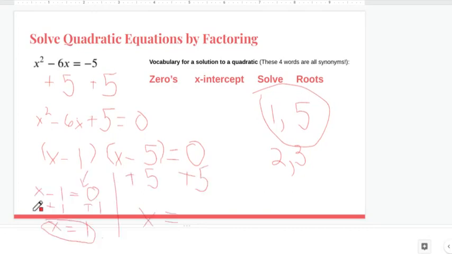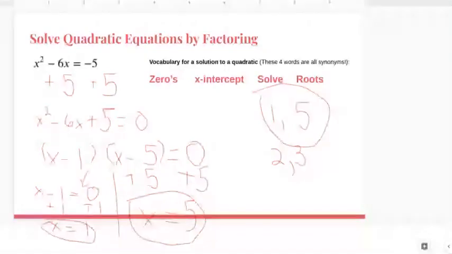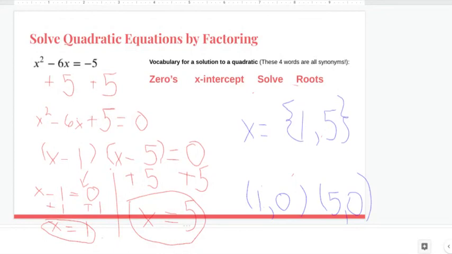So when I have x minus 1 equals 0, I add 1 to both sides and I get x equals 1. My second factor, x minus 5 equals 0, I add 5 to both sides and my second solution is x equals 5. And so I could write this as an ordered pair if I wanted, because these are also known as the zeros, the roots, and the x-intercepts. So my solutions are (1, 0) and (5, 0), or x equals 1 and 5.